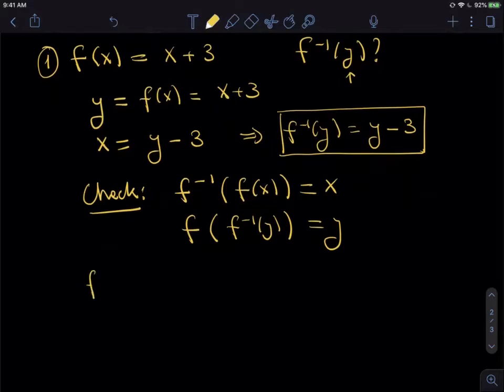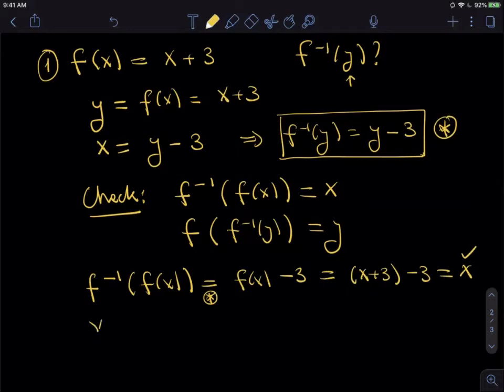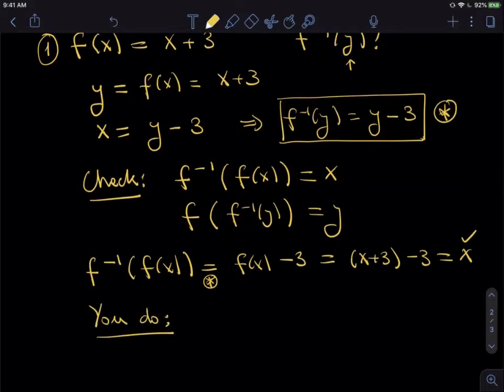Okay, so let's do the first one. f minus 1 of f of x. By the definition here in the star, this is going to be f of x minus 3. And then f of x is x plus 3, minus 3, that gives x. So we are good. Please pause the video and check the second condition: f of f minus 1 of y equals y.